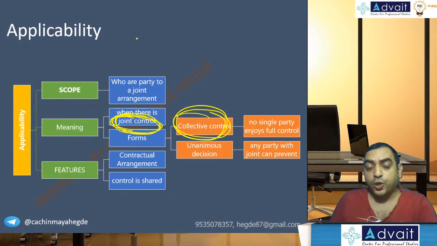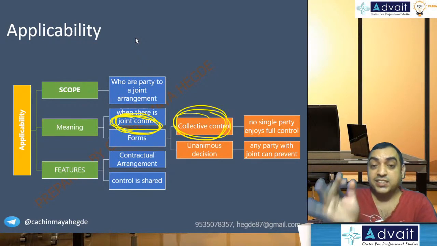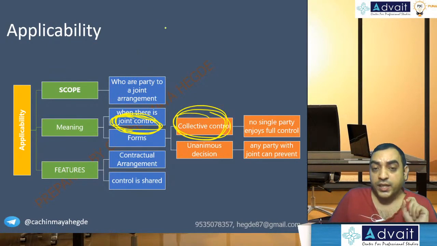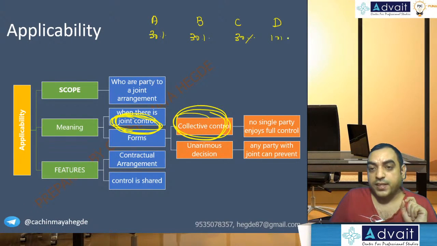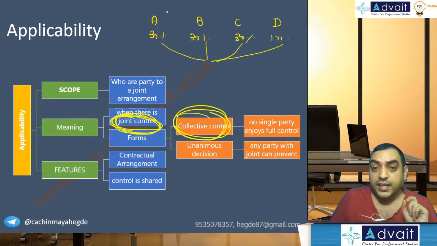Okay, I'll give one scenario. Tell me whether there exists joint control or not. In a company, A is a shareholder, B is a shareholder, C is a shareholder, and D is a shareholder. A is having 30%, B is having 30%, C is having 30%, and D is having 10% in one company, total 100%. Now, do A and B have joint control?